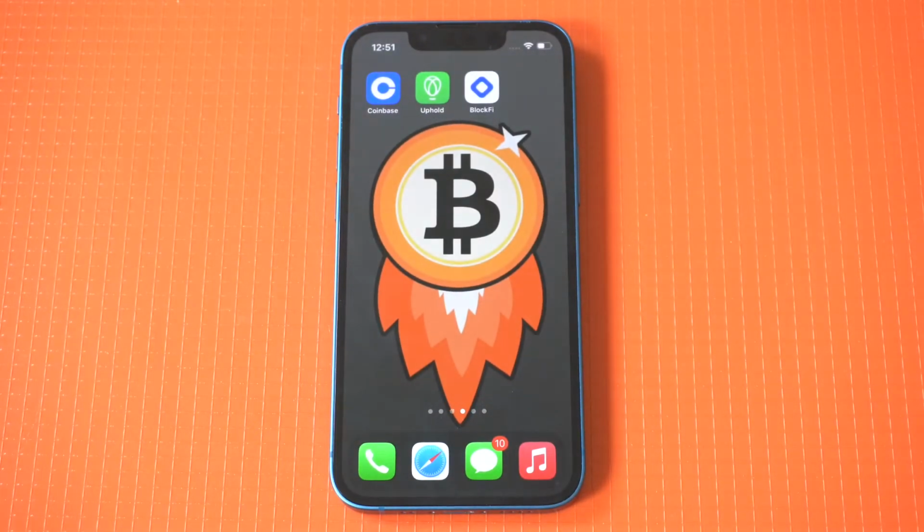Okay, now that I've covered these three different crypto exchanges that allow you to use Apple Pay, let's go over some of the top cryptos I want to take a look at.